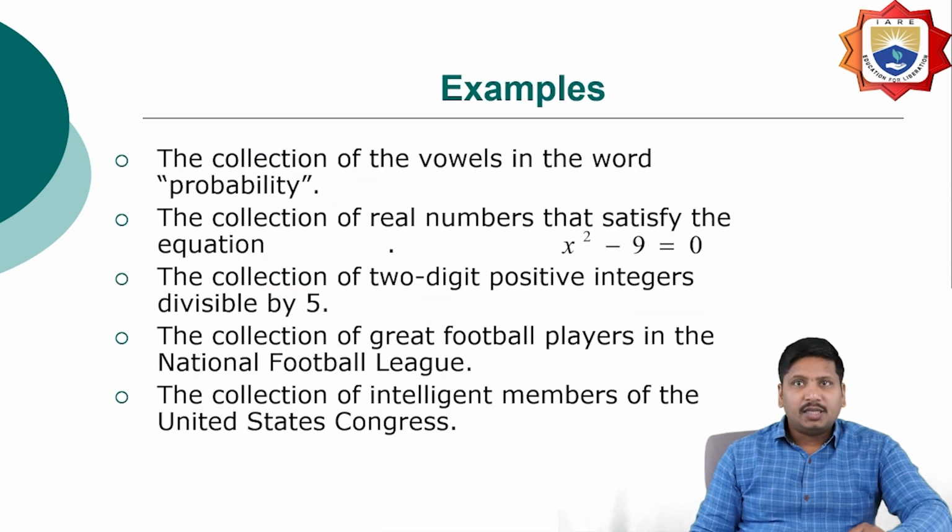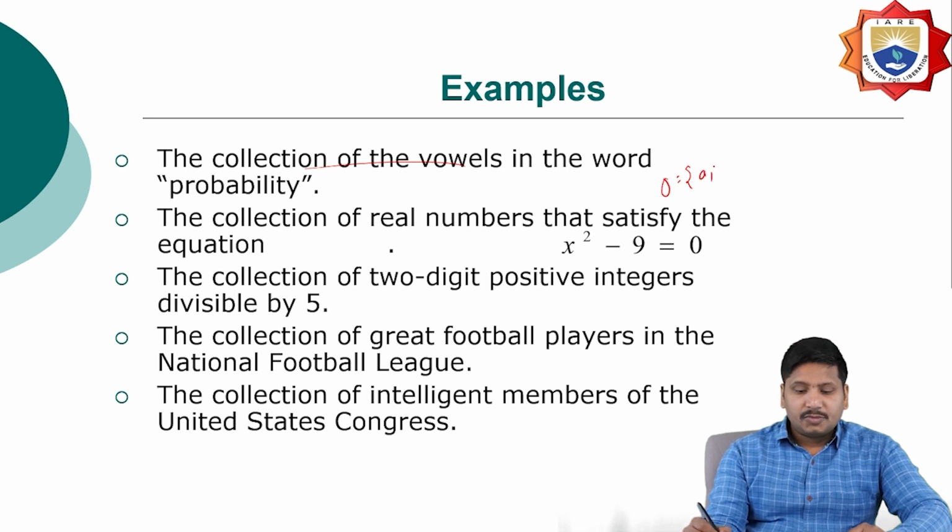Let's see an example of how we represent a set. The collection of vowels in the word, you can write it as set O equal to vowels. What are the vowels that are present here? E is not there. I is there. O is there. So these are the elements of the set of vowels.